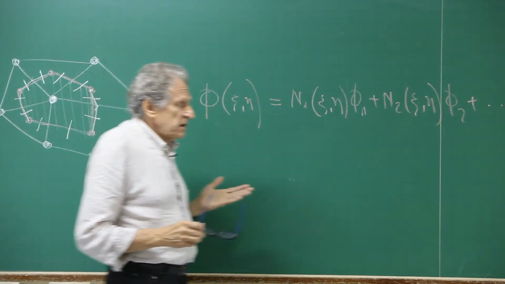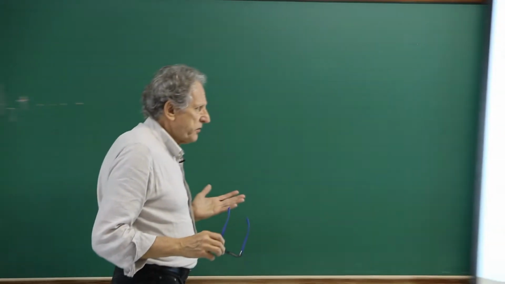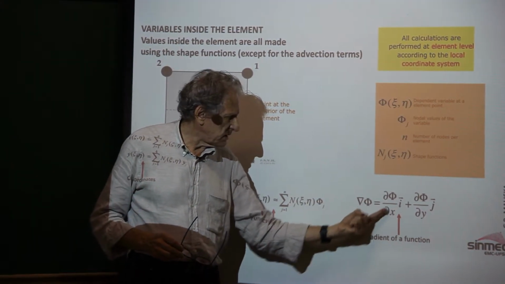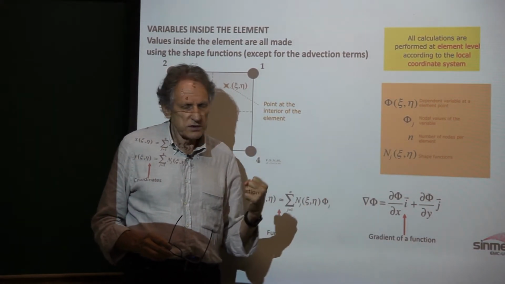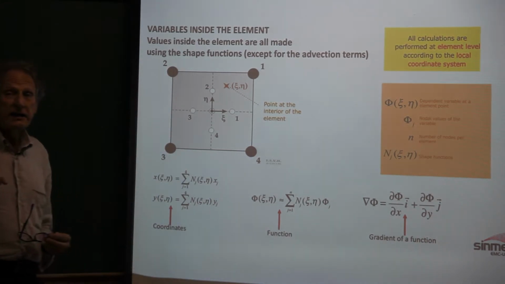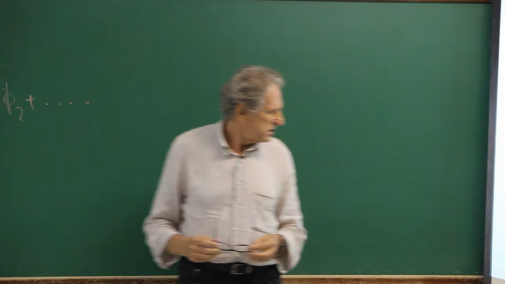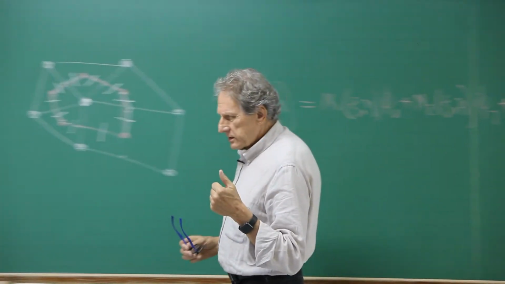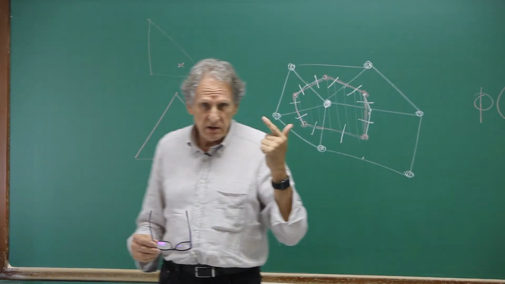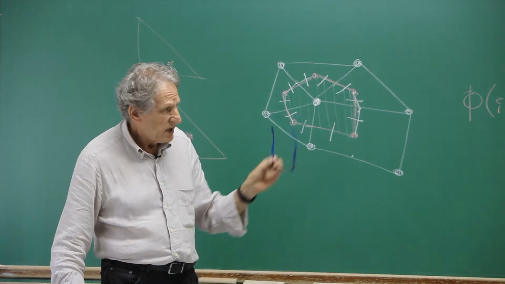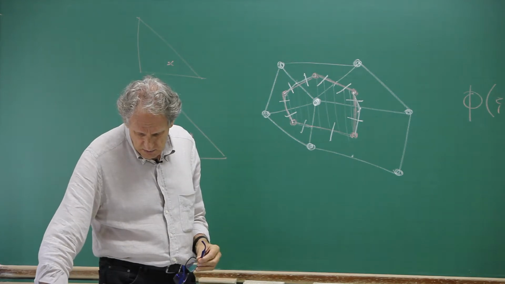Gradient of phi is the same. Now you have to have the derivatives of that. And the derivatives are related to the shape functions too. So you calculate the value of the coordinates, the value of the function and the gradients of the function at the point, everything inside the element.